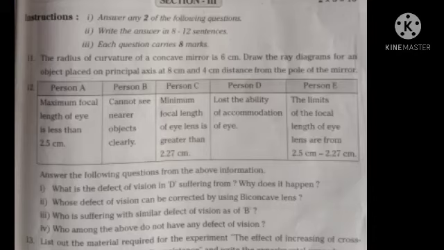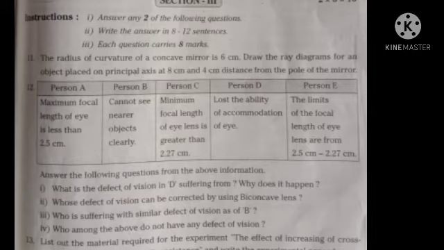Next, section 3. Answer any two of the following questions. Write the answer in 8 to 12 sentences. Each question carries 8 marks. The radius of curvature of a concave mirror is 6 centimeters. Draw the ray diagrams for an object placed on the principal axis at 8 centimeters and 4 centimeters distance from the pole of the mirror.